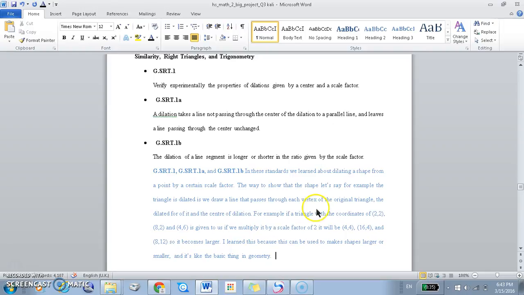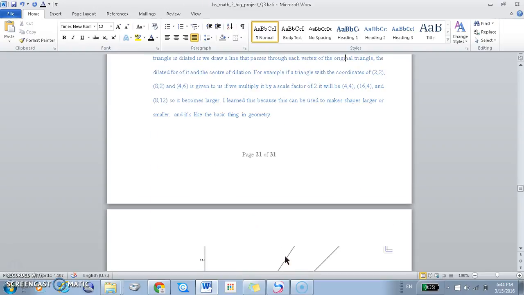For example, if there's a triangle that I want to make bigger, or dilate, with the points 2, 2, 8, 2, and 4, 6, then I want to make it bigger by a scale factor of 2. I have to multiply each of the coordinates, like this, and this, and so it becomes larger. I learned this because it's something basic in geometry, so we can use it to make shapes larger and smaller.